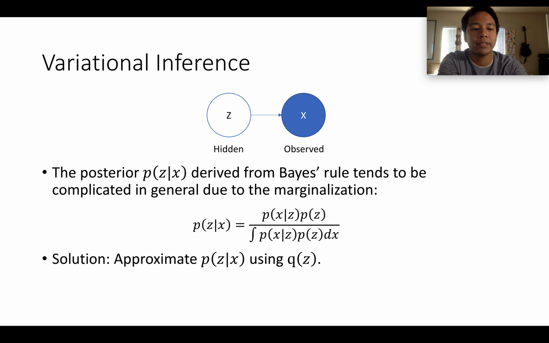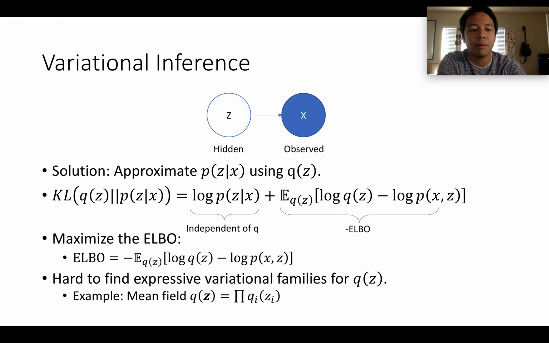Because of our choice in specifying the prior p(z) and the model likelihood p(x|z), the resulting posterior distribution tends to be complicated and has no analytic solutions except for very simple models. Variational inference tries to solve this intractability by approximating p(z|x) with a variational distribution q(z). This is accomplished by minimizing the relative entropy, or KL divergence of q(z) and p(z|x).